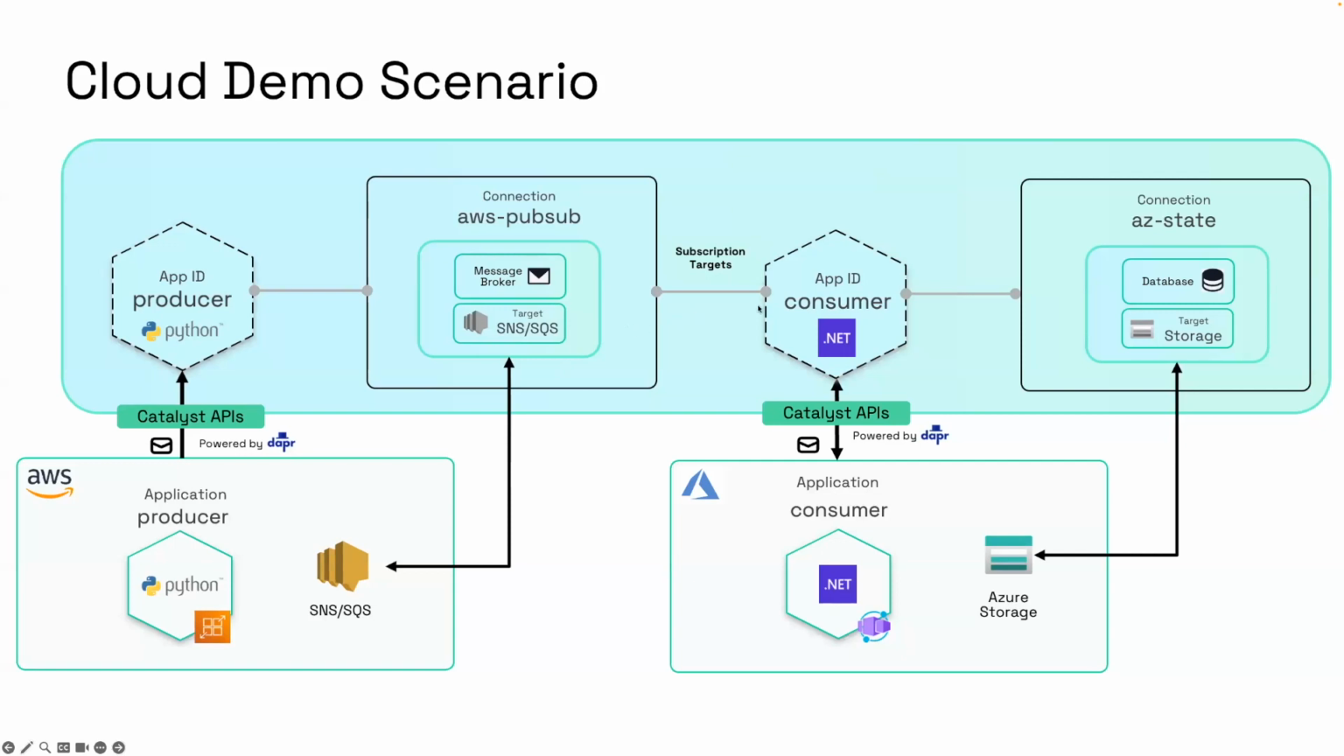And then on the other side, we are using Azure Container Apps. And what we're doing is we have a .NET application that's running in Azure Container Apps and its associated application ID that we have created within Catalyst. And this is the consumer application. This is going to consume messages from that producer, and it is going to save state in Azure Storage. And again, this is using an Azure Storage connection from Catalyst that calls out to my Azure blob storage from the application using the Dapr SDK as well. So again, same application, just running in the cloud in this case.